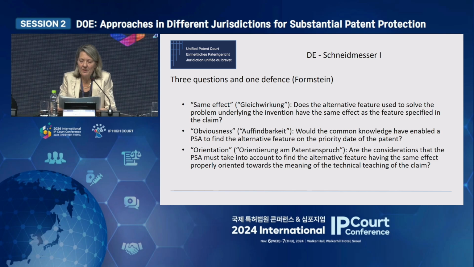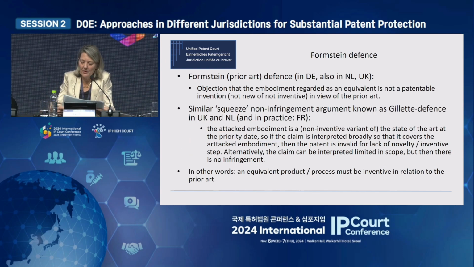And the third question is a bit of a mysterious question, but I think it comes down to the question whether it falls within the same inventive concept of the claim. And the defense is very close to what we heard from Korea and Japan, so the free-to-use technology. So the question is whether the embodiment that is attacked would in itself be a patentable invention or not in view of the prior art. Because you cannot, of course, cover something that is already within the prior art or is only a non-inventive alternative thereto. And a very similar non-infringement argument is also known from the UK as the Gillette defense, and that's also recognized in the Netherlands and in practice in France.